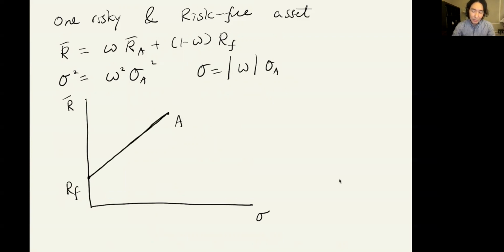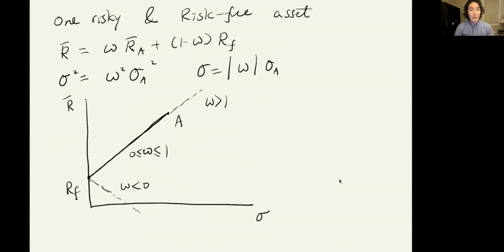So this part is going to be a straight line, 직선이 되고요. 이 가운데 직선은, when W is between 0 and 1, and when W is greater than 1, it goes above A, and when W is less than 0, then it reflects in this fashion. Okay? So that is the basics of the investment opportunity set.